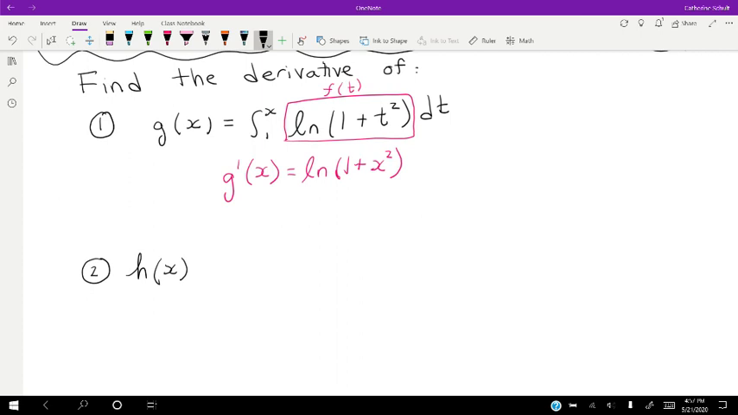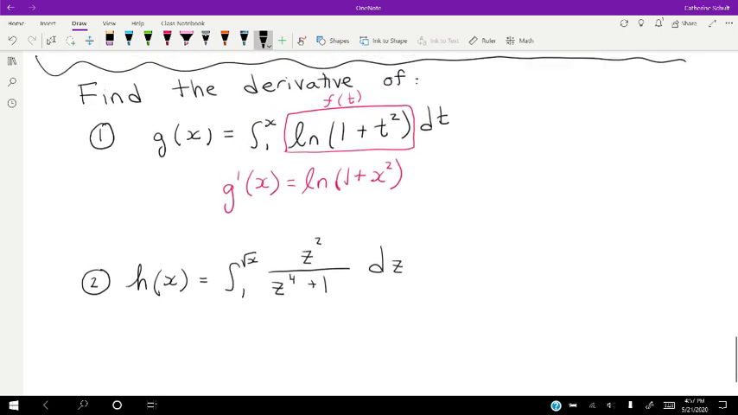So let's look at something a little bit more intense. Let's define h. We're going to find the derivative of h, where it's no longer constant to x, but constant to, let's say, root x, of the function z squared over z to the 4th plus 1 dz. It's no longer of this nice format, going from constant to x. It's going from constant to root x, a function. So we're going to make this root x look like a single variable, and we're going to do it with u substitution.